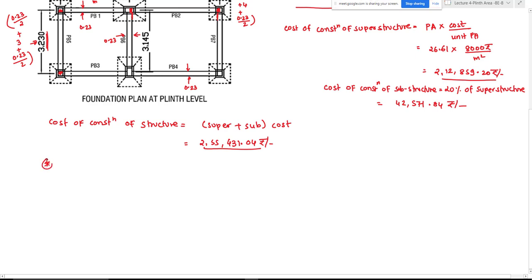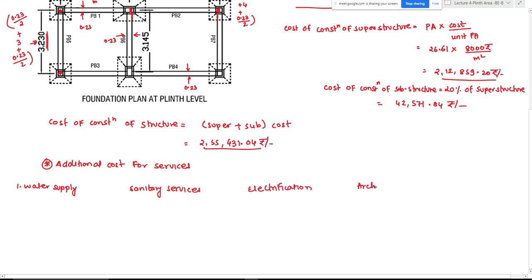Then we'll have to provide some services. So additional cost we'll have to bear for provision of services. So additional cost for services. We'll have to provide water supply, then sanitary services, then electrification services, after it architectural expenses, and miscellaneous services. So it will depend from project to project, building to building.